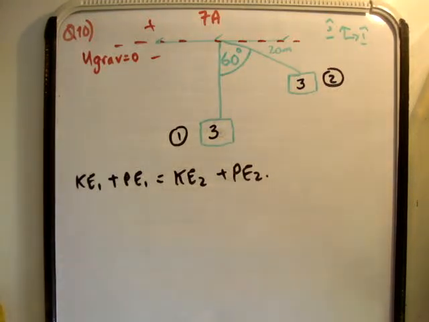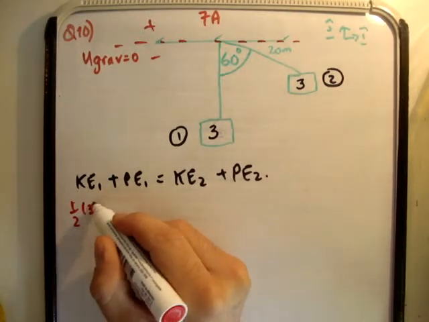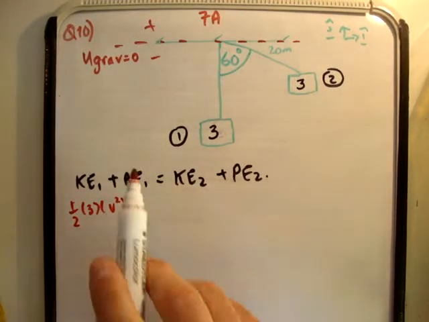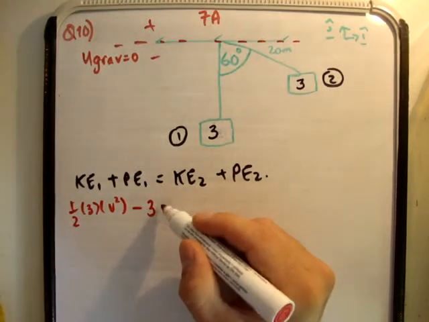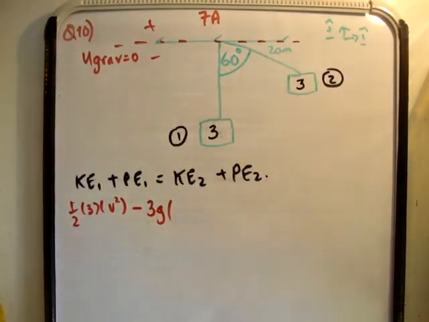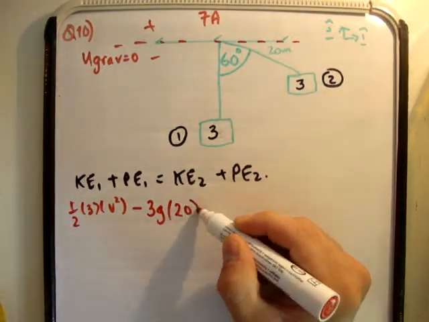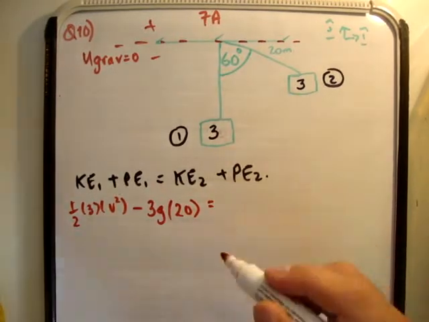We know, of course, that kinetic energy is a half times m times v squared. So the kinetic energy at position 1 is a half times 3 times v squared. The potential energy is going to be, I said it's negative, so it's going to be the mass, which is 3, times g times h. Now what's h? Well, the string is 20 meters, so you could say it's 20 meters from the 0 point.